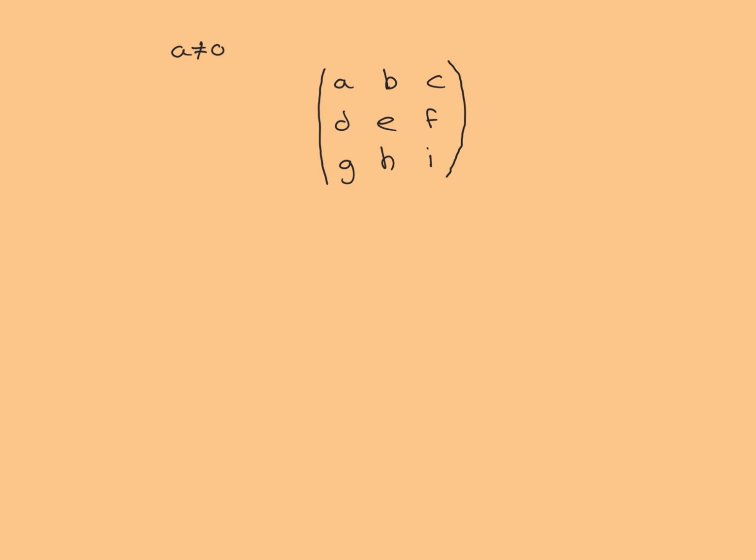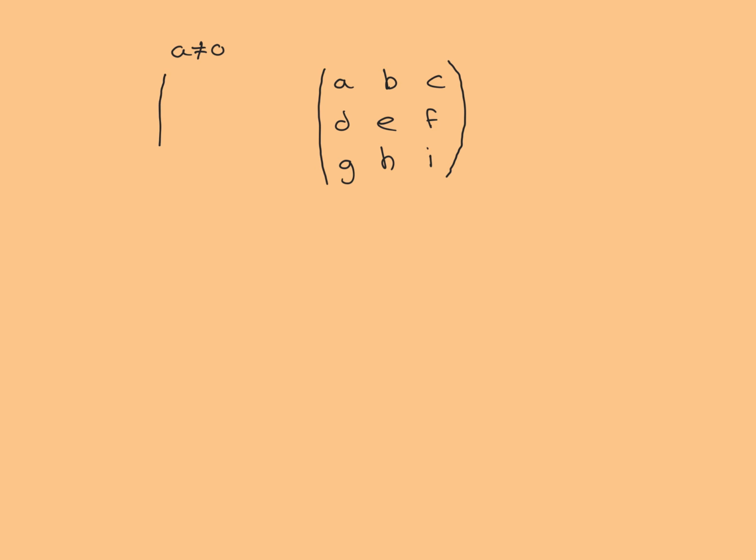Now, one of the entries in the first column must be non-zero, because if they were all equal to 0, then it would be a singular matrix, because it would have a column of all zeros, and that makes the determinant 0. So one of them must be non-zero, and you'd move that one into the first position if A was equal to 0. But we'll assume A isn't equal to 0.